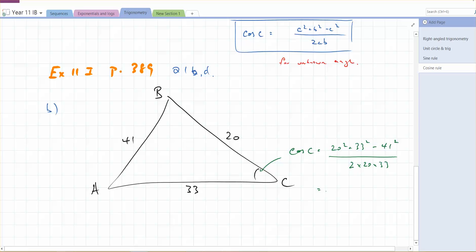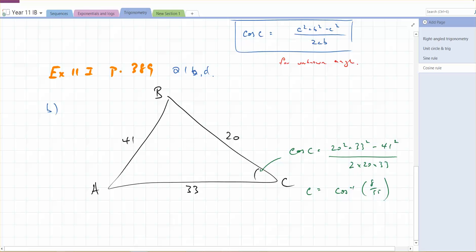So cos C will equal, I'll just get the calculator out for this, 20 squared plus 33 squared. It'd be good if you were working this out at the same time, minus 41 squared. I always like to hit equals and then divided by open bracket, 2 times 20 times 33, so 40 times 33. Hit enter. We have minus 8 over 55, that's cos C. So C will equal cos inverse of minus 8 over 55.